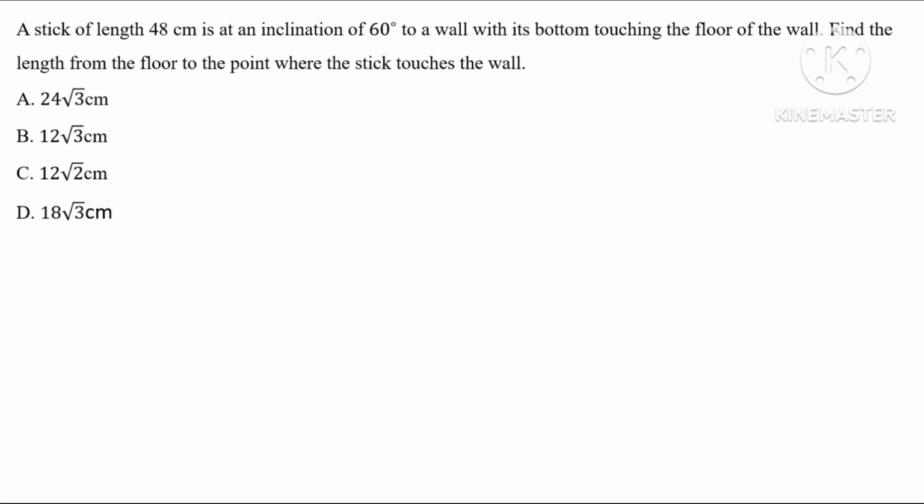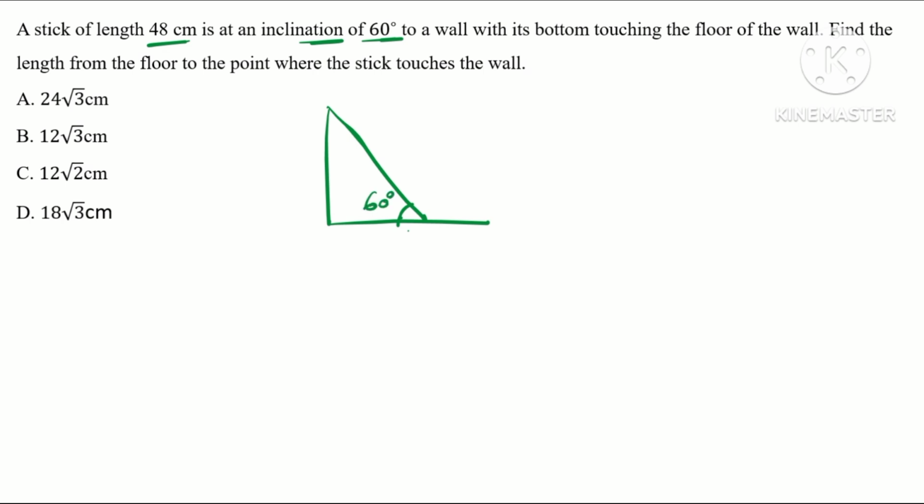So in this question, the given a stick of length 48 centimeters is at an inclination of 60 degrees to the wall with its bottom touching the floor of the wall. So the diagram will be, this is the wall, this is the floor, and the stick is this. Angle of inclination is this to the wall and the floor. The given this is 60 degrees.